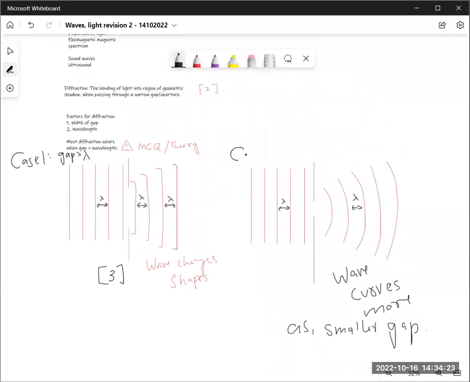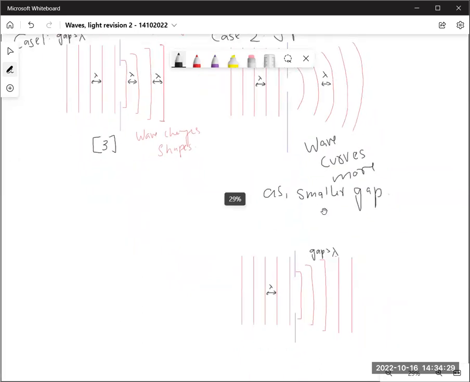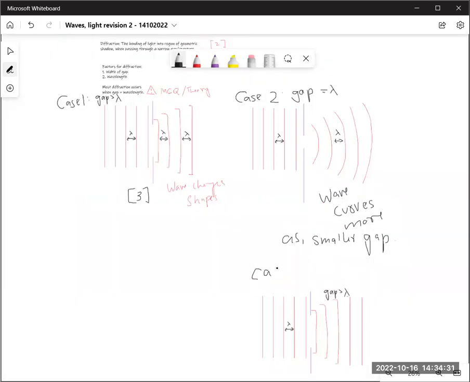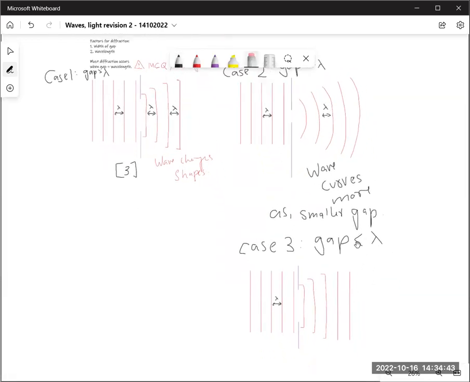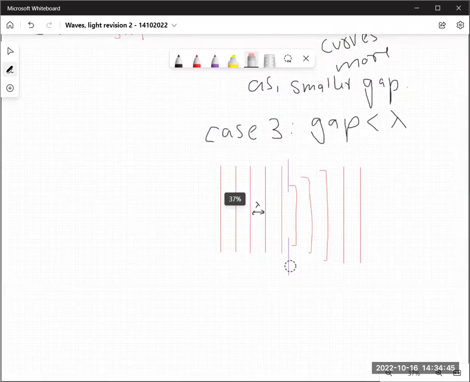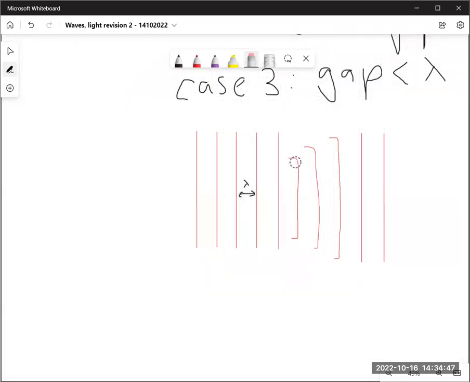Write case 1 and then case 2. Case 2 is when gap is equal to wavelength. Fine. There's one more case which is usually not asked in the exam, but I'll still tell you because I want you guys to score full marks. Gap is smaller than wavelength. Now, what happens then? If the gap is smaller than the wavelength, then you see even less diffraction.